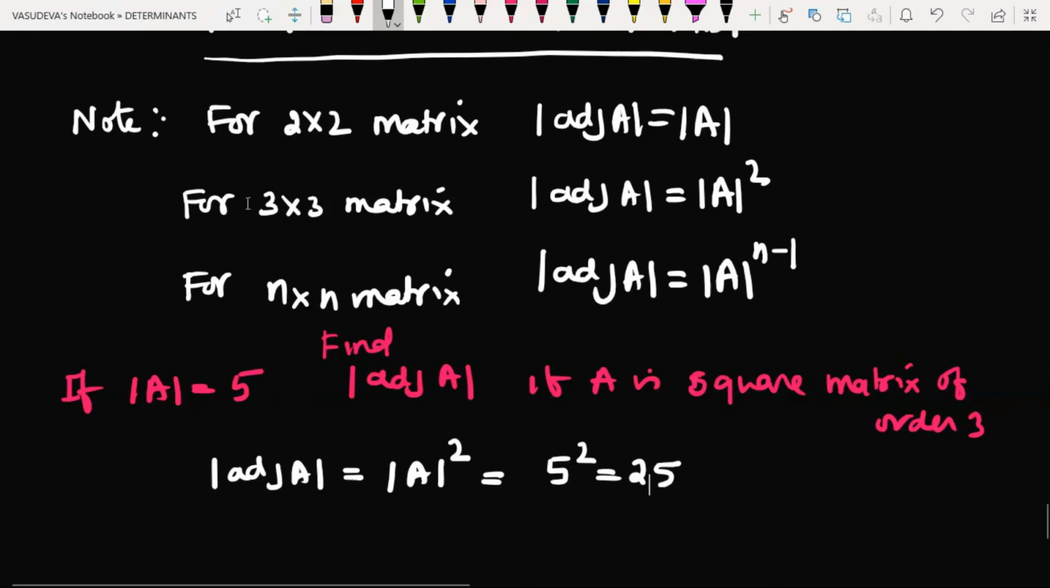Sometimes the question may be altered using the inverse of a matrix. To define the inverse of a matrix we will take those sessions in the next video. Using the adjoint of a matrix we will define the inverse of a matrix, using the theorem A into adjoint of A is equal to determinant of A into I. So please go through the minor and cofactor of an element and adjoint of a matrix to understand the next concept, inverse of a matrix. Thank you.